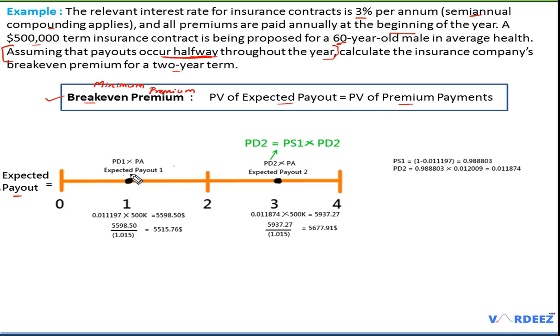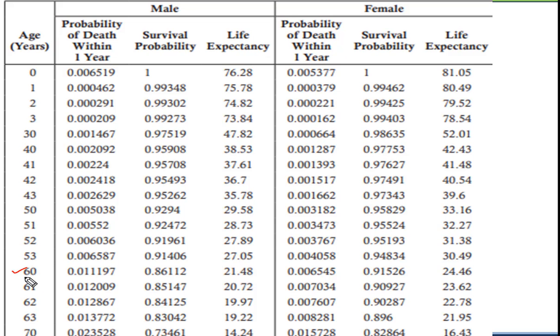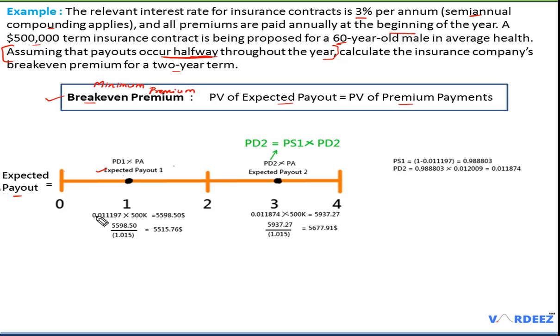So let's first calculate the expected payout for year 1, which is the probability of death for year 1 multiplied by the policy amount. So let's find this probability of death for year 1 from the mortality table. So here we have the probability of a 60-year-old male and the probability of death within 1 year. So this is the probability of death in year 1 from the mortality table. We've got the policy amount, which is $500,000 right here. So we get this as the answer.